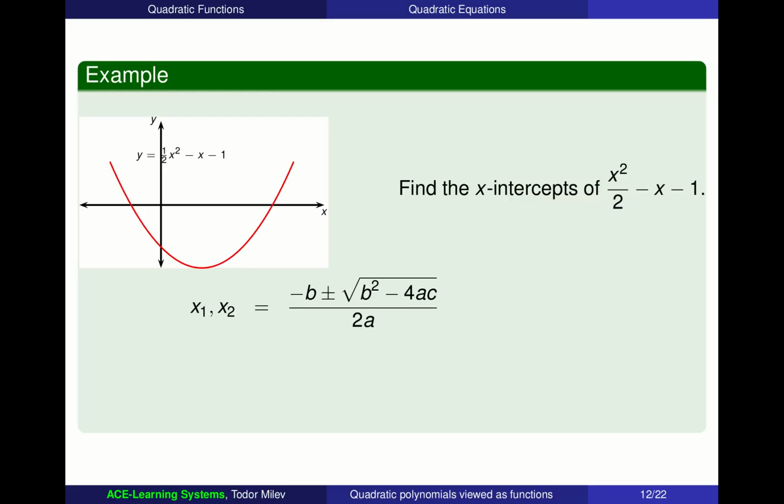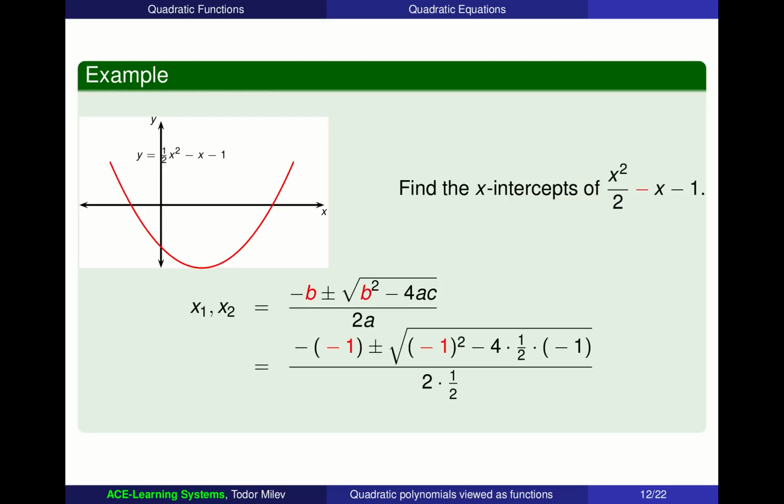Okay. What's b equal to? Well, b is equal to -1, right? Because here I'm having negative x, and negative x is the same thing as -1 times x. So b is equal to -1. Right, so the coefficient of x here is -1.